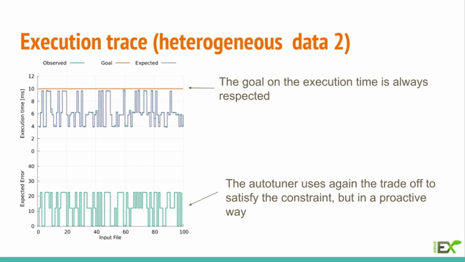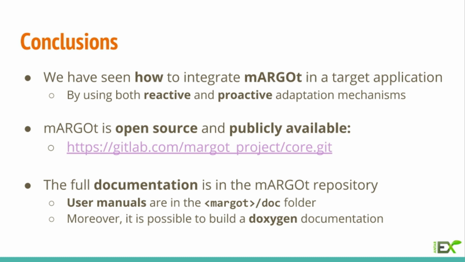If we look at the execution trace, we might notice the proactive adaptation mechanism. Instead of reacting to the input file, in this experiment mARGOt is able to adapt before violating the execution time constraint. In this video we have seen how to integrate mARGOt in the target application and the benefits of reactive and proactive adaptation mechanisms.